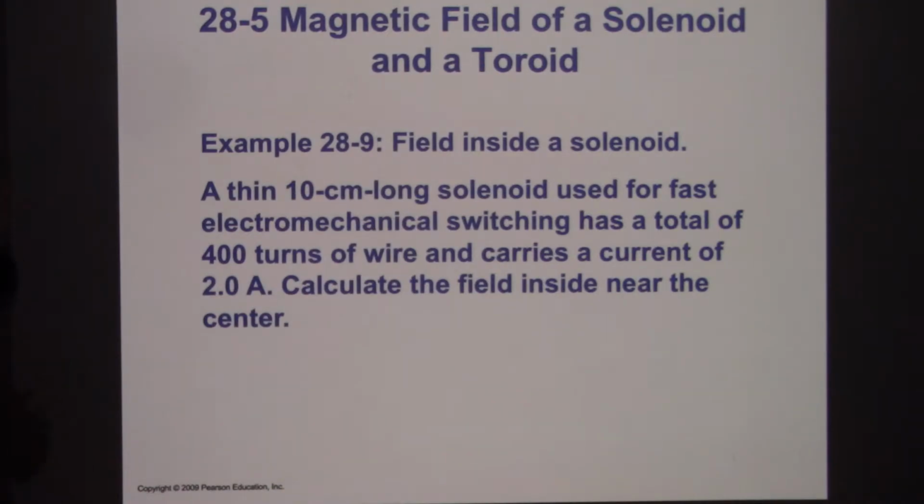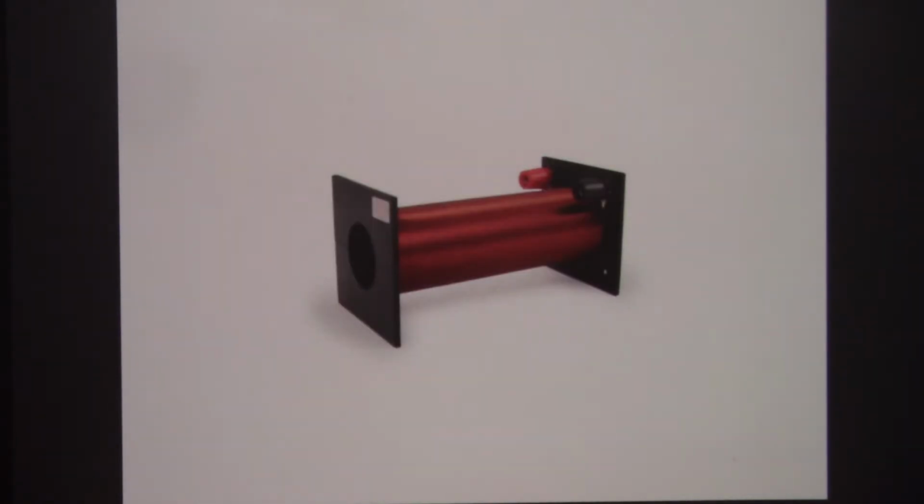So anyway, here's an example. Field inside a solenoid. It says that the solenoid has been designed, it's 10 centimeters long, and it's used for fast electromechanical switching. These solenoids are great because you can easily turn them on or off. I can send a bunch of current through here, and all of a sudden I've got a very large magnetic field, and that can be used to mechanically switch something.